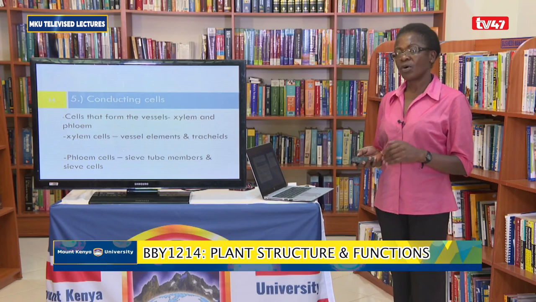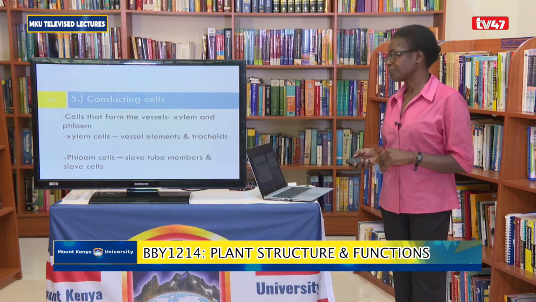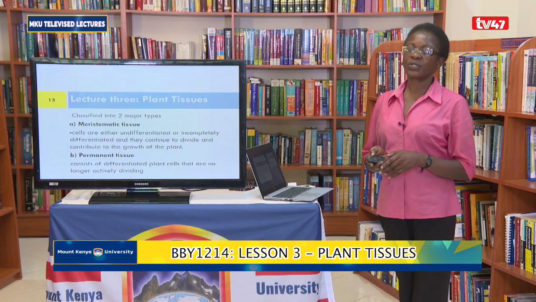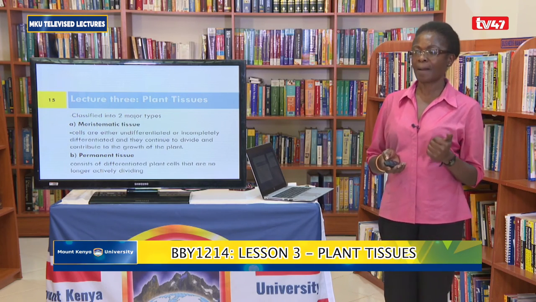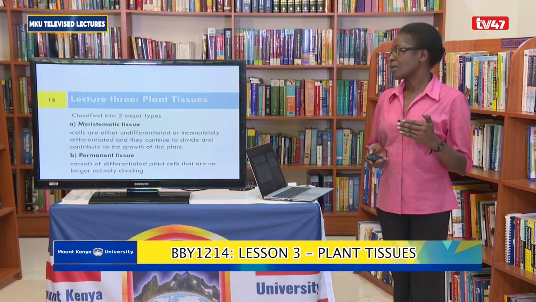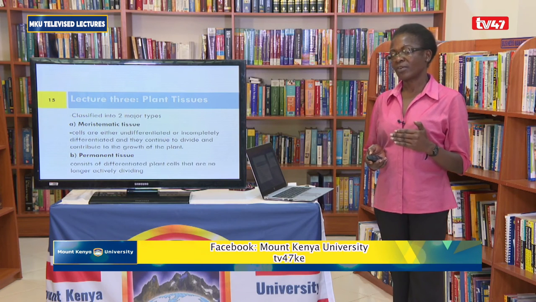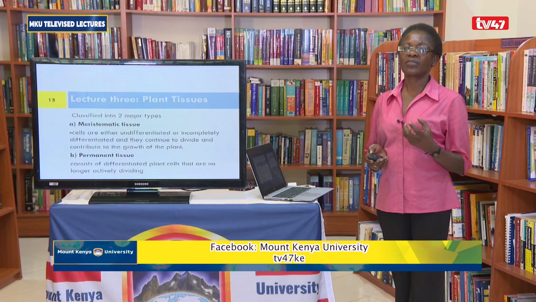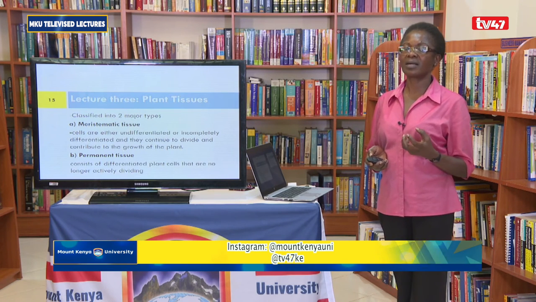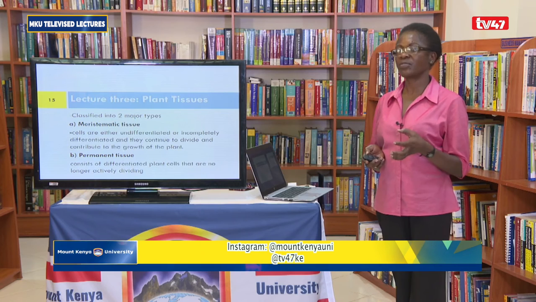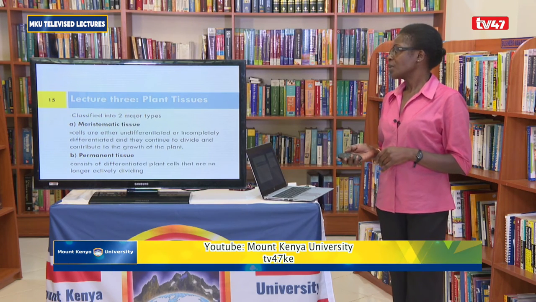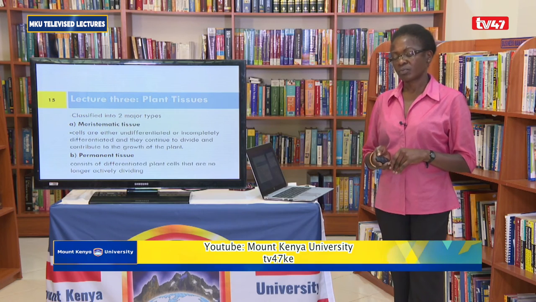And now we move on to our next lesson, where we shall talk about the tissues found in the plants. We have talked about basically five types of plant cells. Now, when you have a collection of similar cells coming together and performing a specific task, that gives us the tissues.